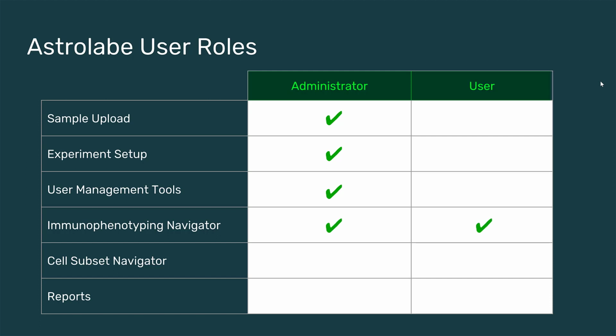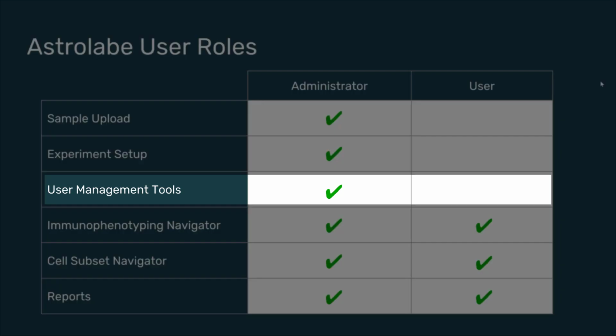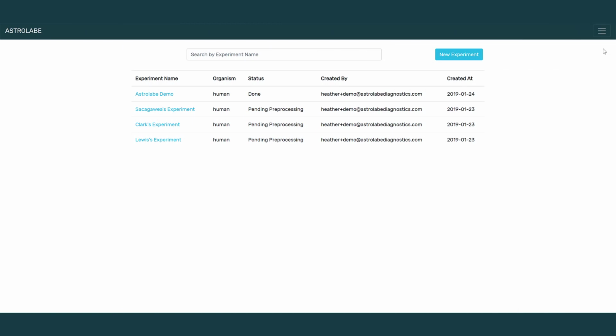Both administrators and users will be able to access data navigation tools and reports for the experiments they have permission to. Because we have other tutorials available for experiment setup, navigator, and report tools, let's focus on the user management tools for administrators within Astrolabe. I am currently logged into Astrolabe with my administrator account.